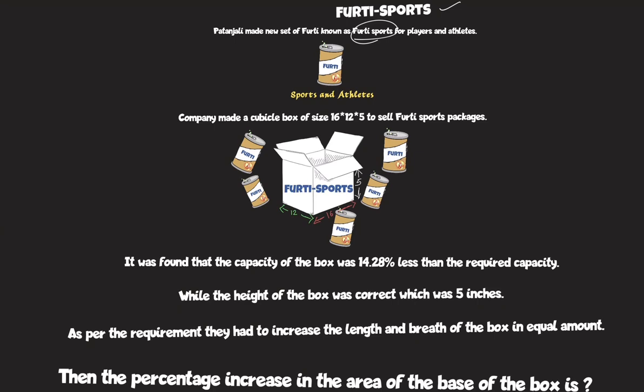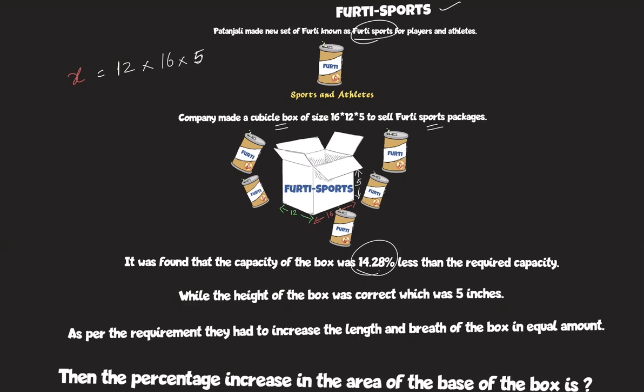So what is the capacity that they have made? Let's just first write it here. 12 into 16 into 5. That is the capacity that they have made for the box. But what has happened now? This is 14.28% less than the required capacity. So let the required capacity be X.